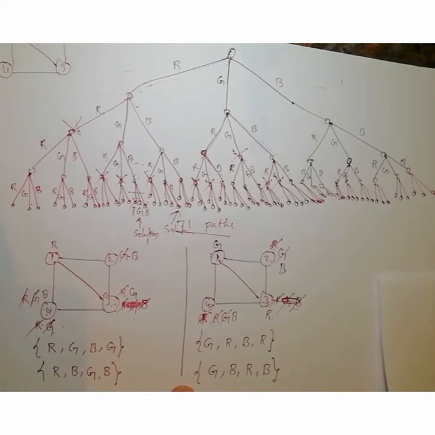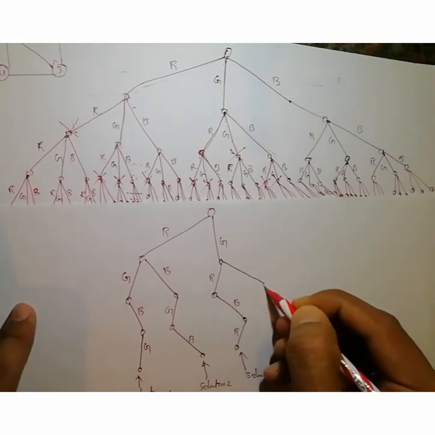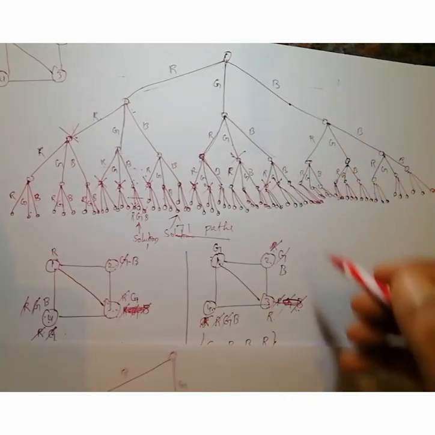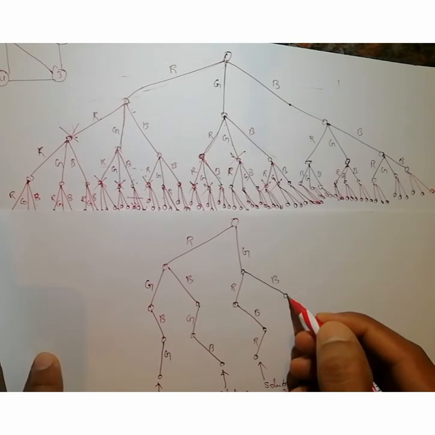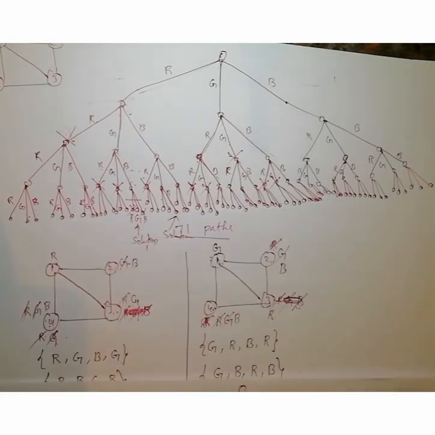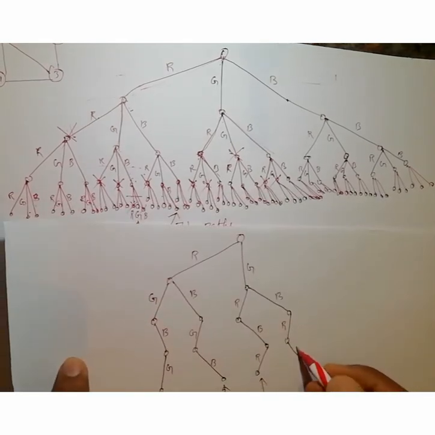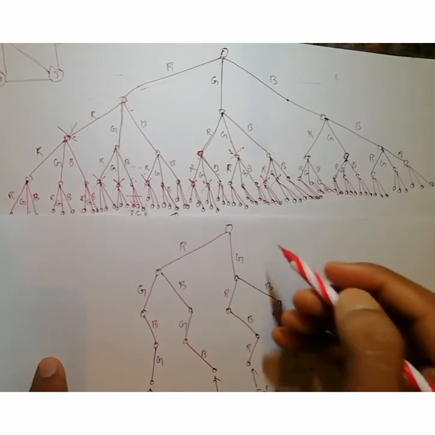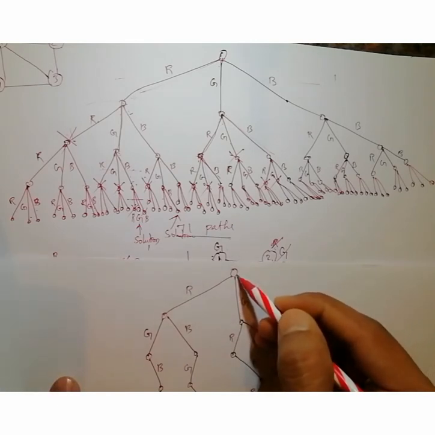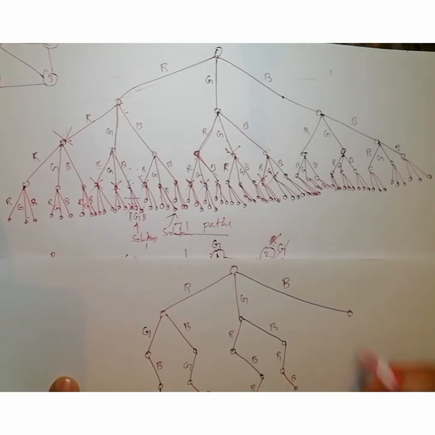So how to write the state space tree for this? G, B, R, B. So this is our solution 4, like this. So again backtrack. For vertex 1 it is blue color initially. If you give like this, then 2 more solutions will come.